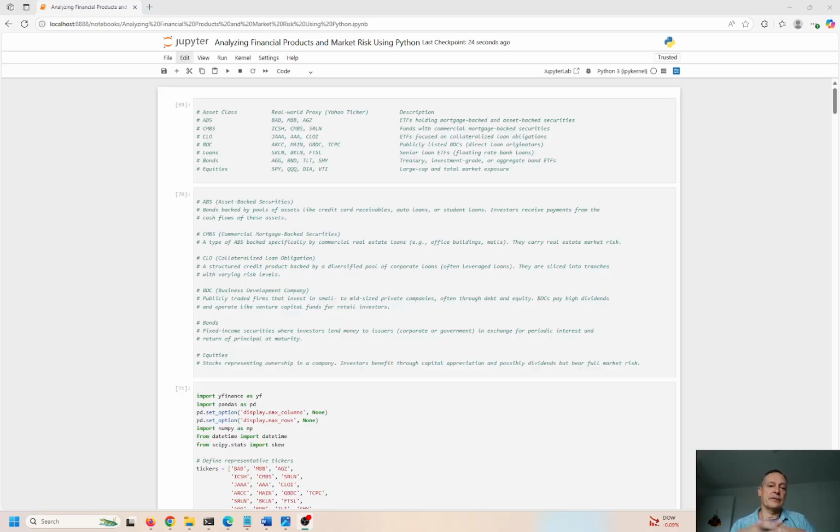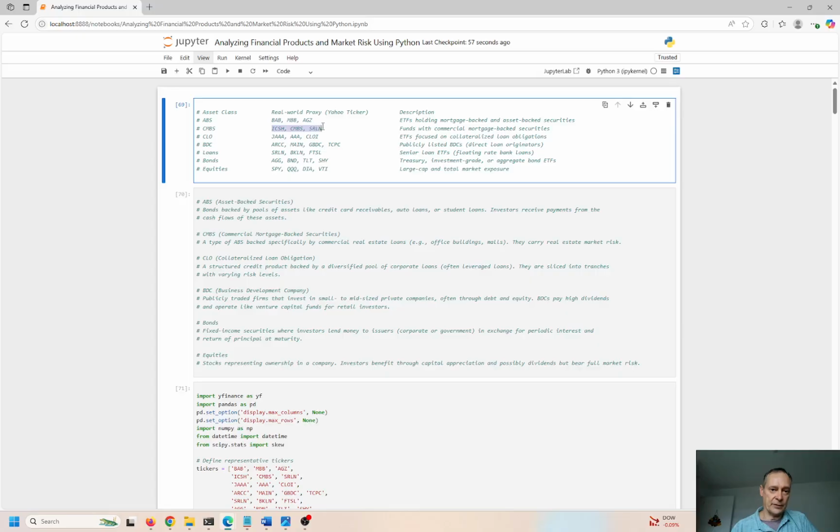So this is all about data science, machine learning, deep learning, artificial intelligence, and things such as this. So in the project today, I want to analyze financial products and look at market risk, and we'll be using Python, of course. There's several asset classes that we're going to look at: ABSs, CMBSs, CLOs, BDCs, loans, bonds, and equities. Okay, I have some notes over here, and these are the ticker symbols that represent proxies for these types of asset classes. So I'm going to go ahead and grab this from Yahoo Finance. It's pretty easy, pretty straightforward. I'll show you how to do that.